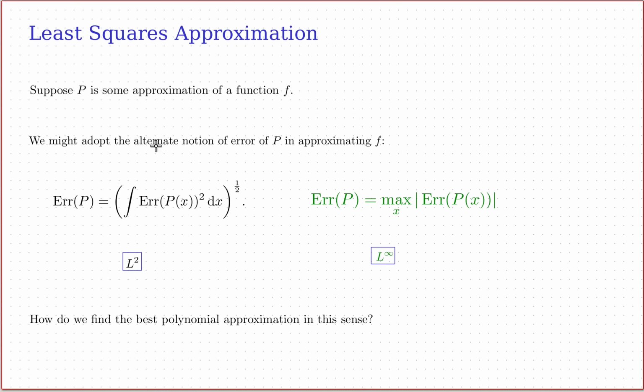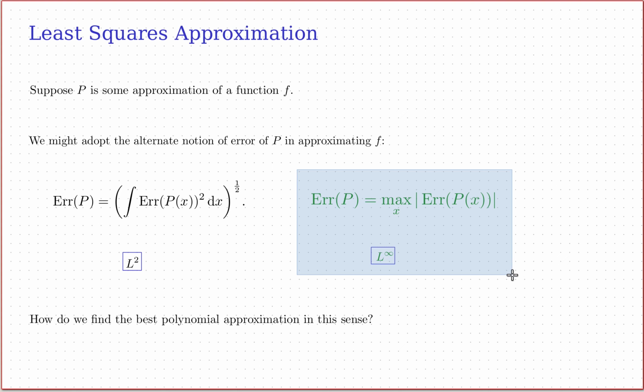So this video will be about another approach to polynomial approximation, and it's based on a different notion of what it means for a polynomial approximation to be close to the original function. So remember, previously we've been using this method of measuring how accurate a polynomial is to the original function. We look at the maximum error in the polynomial anywhere in the domain, right?